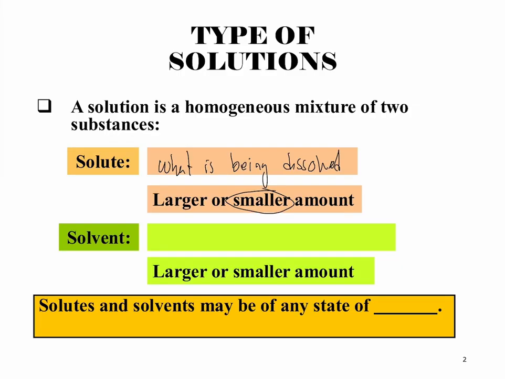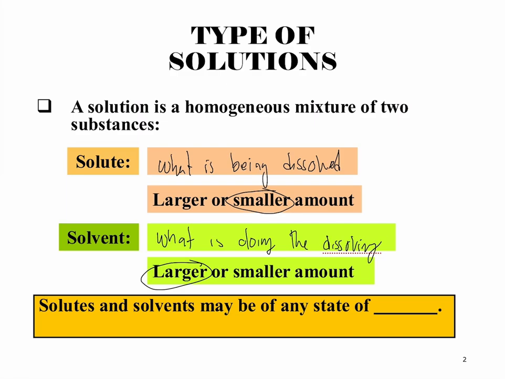And our solvent is going to be what? What is being dissolved in? What is doing the dissolving, right? And that's usually going to be in the larger amount. For example, we use sugar and coffee as an example. Sugar would be our solute, and the water in the coffee is our solvent in that case.